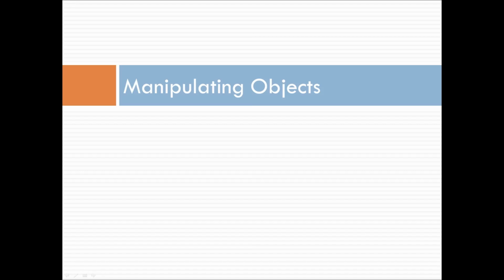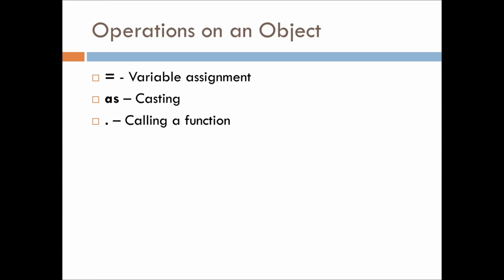Manipulating objects. I'm going to just go over this really quick because some of the object operations work for the primary types. But we'll go over this in more detail whenever we get to the objects portion of the Papyrus tutorials. So we have variable assignment, casting, that's a big one, and then the dot to call a function that the object has.